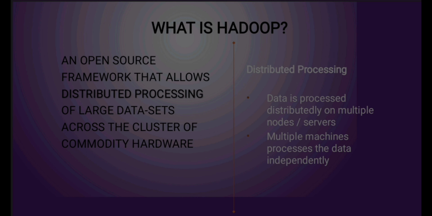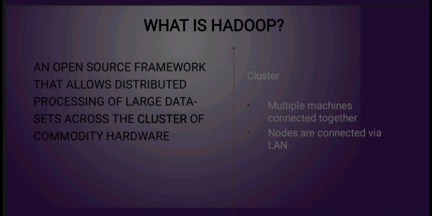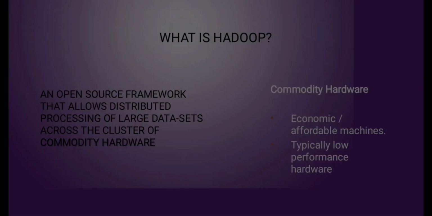For distributed processing, the benefits are that data is processed distributedly on multiple nodes or servers, and multiple machines process the data independently and in a cluster. The benefits of clusters are that multiple machines are connected together and nodes can be connected via LAN. And for commodity hardware, the benefits are economic and affordable machines, typically low performance hardware.